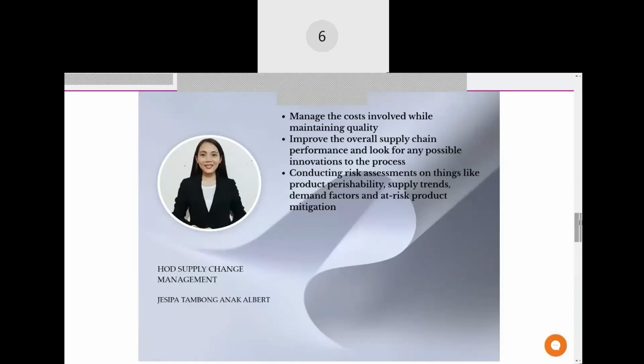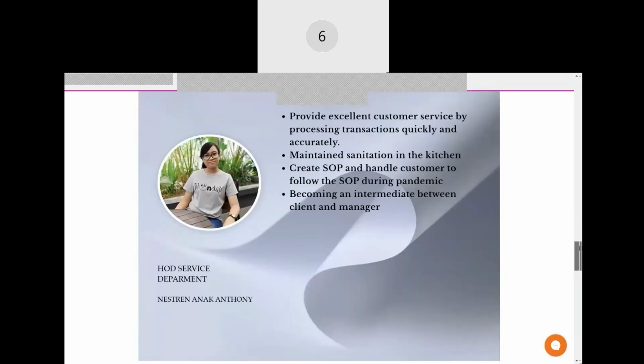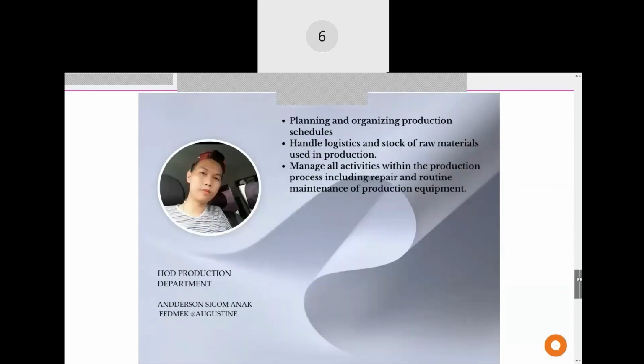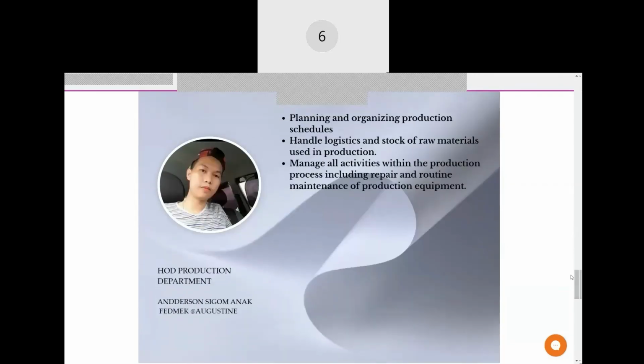For the HOD supply chain management, she needs to manage the cost, manage the supply chain, and conduct the risk assessment. For the HOD survey department, she is in charge of excellent customer service, maintaining sanitization in the kitchen, handling SOP, and becoming the intermediary between client and manager. For the HOD production, he needs to plan and organize production schedules, handle logistics, and manage activities of production.